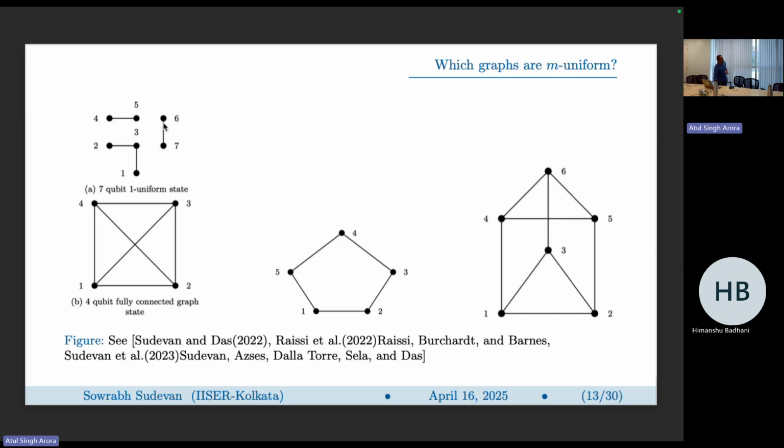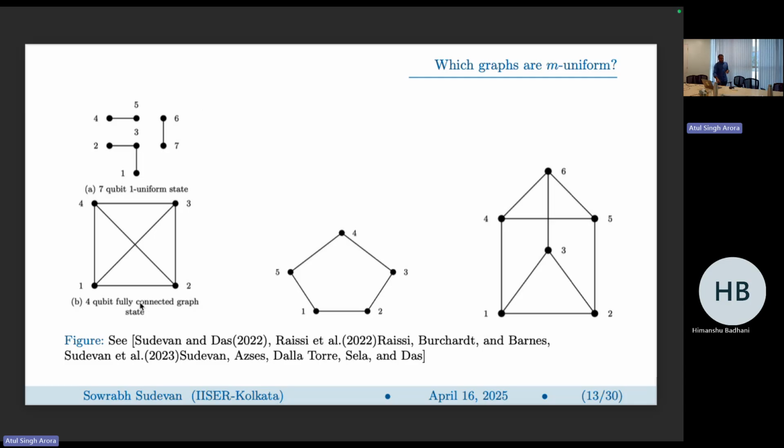That's not important. This will make it one uniform. So even the fully connected state, which is actually equivalent to this GHZ state. In a lot of different applications, the GHZ state is seen as a very highly entangled state. But for this purpose, it's not that highly entangled. It's just one uniform. However large you make the GHZ state, the degree of uniformity is just one.